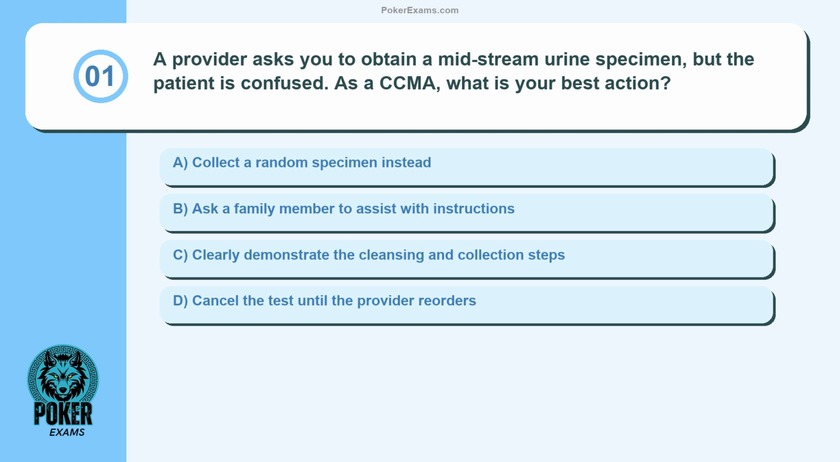Question 1. A provider asks you to obtain a midstream urine specimen, but the patient is confused. As a CCMA, what is your best action? Collect a random specimen instead. Ask a family member to assist with instructions. Clearly demonstrate the cleansing and collection steps. Cancel the test until the provider reorders.